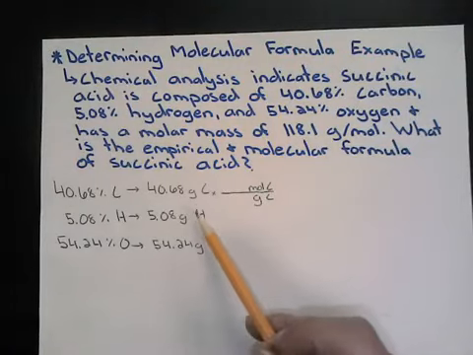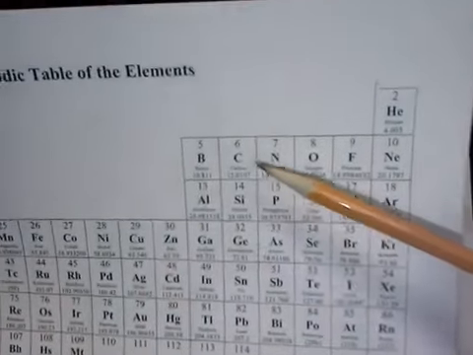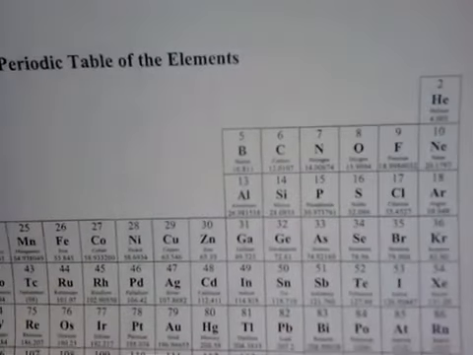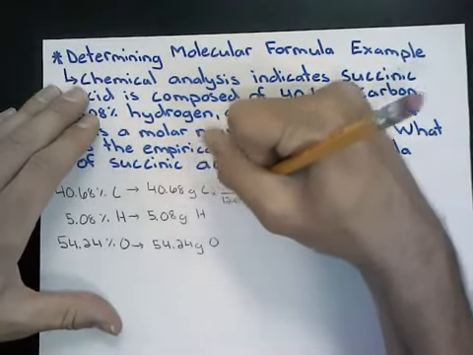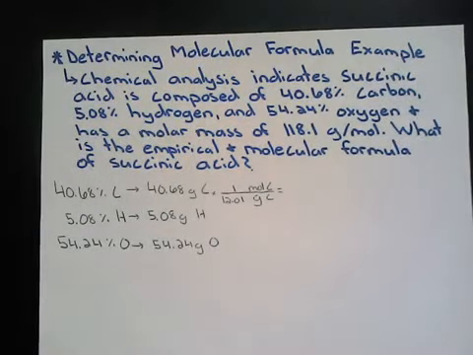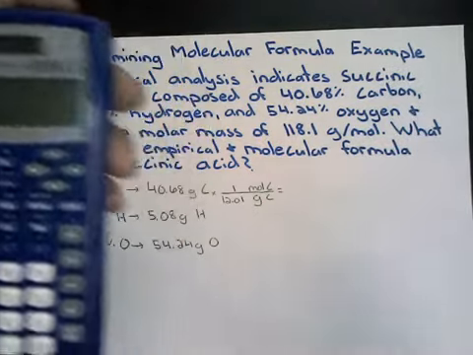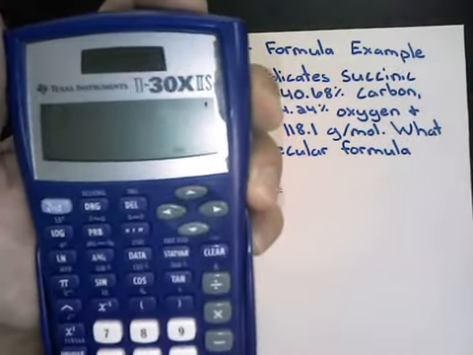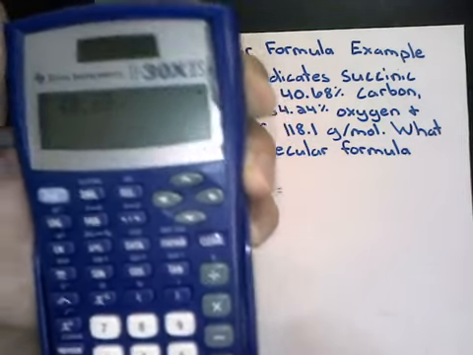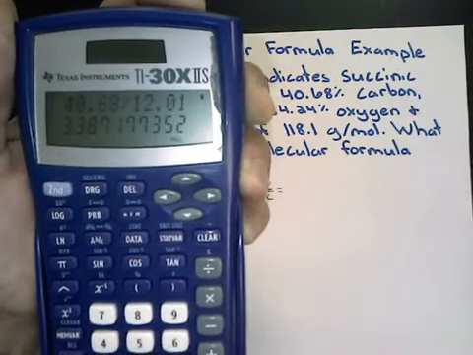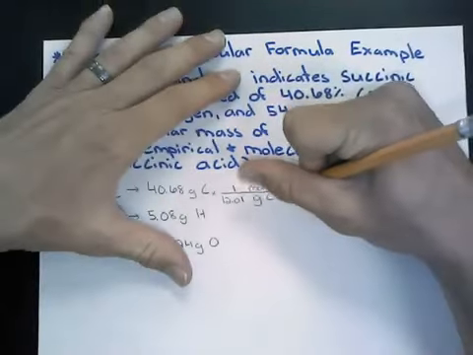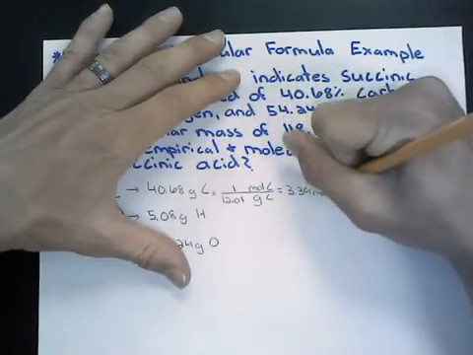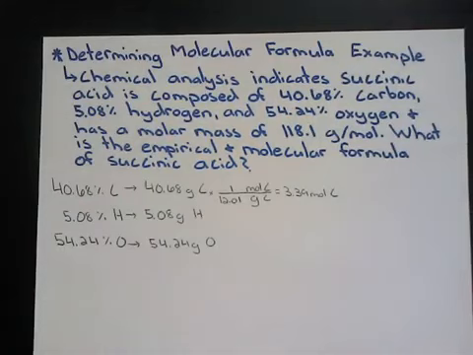So again, all we need to do to find that number of grams is we look on the periodic table. For carbon, we round to 2 decimal places, and that becomes 12.01 grams per 1 mole. And what I'm going to do here is not round. All I'm going to do is take 40.68 divided by 12.01, and I'm just going to write down 2 decimals. So this is 3.39 moles of carbon. So I'm just going to write down what I see in my calculator.